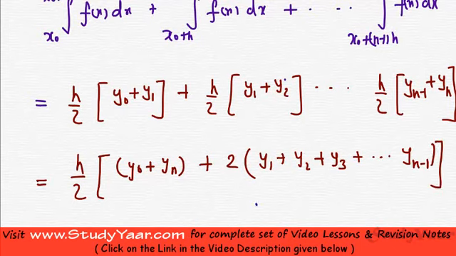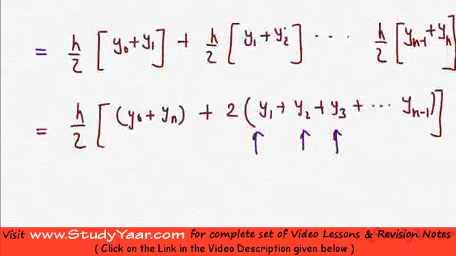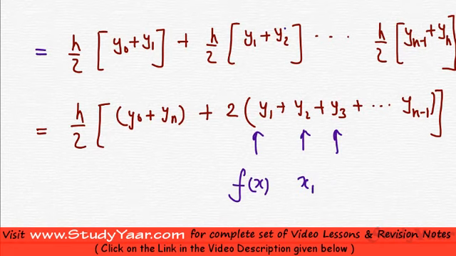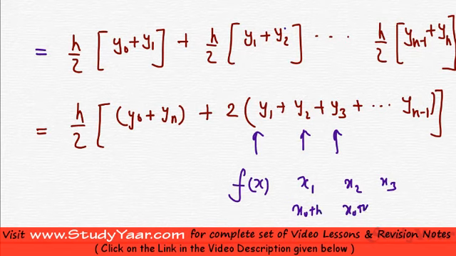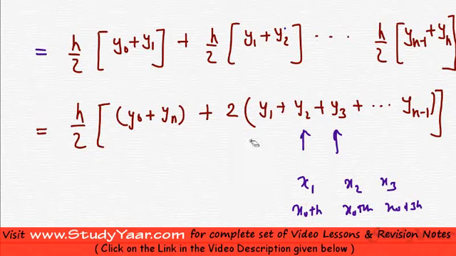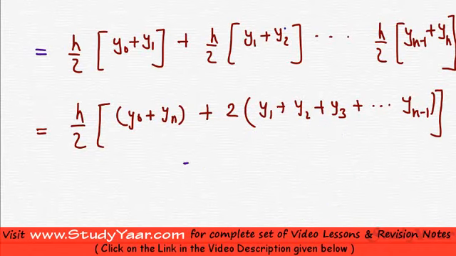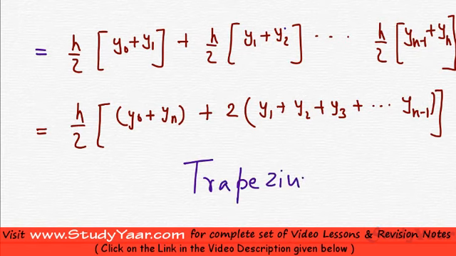So what are these y1, y2, y3? These are the values of f of x at x1, x2, x3 and so on, which is at x0 plus h, x0 plus 2h, x0 plus 3h and so on. So what you have over here is known as the Trapezium rule. This is your Trapezium rule.